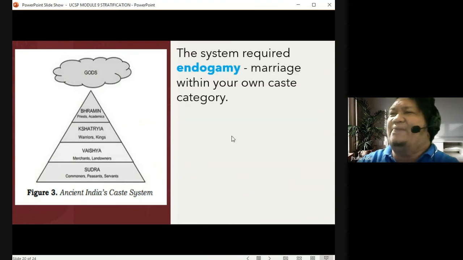So the system required endogamy, meaning marriage within your own caste category. Yun ang sinasabi ko kanila. If you belong to Vaishya, dapat ang mapapangasawa mo ay kabilang dito sa group mo. Kung ikaw ay Sudra, dapat ang mapapangasawa mo ay kabilang sa mga Sudra. Hindi ka pwedeng makapag-asawa sa ibang hierarchy or ibang stratification.